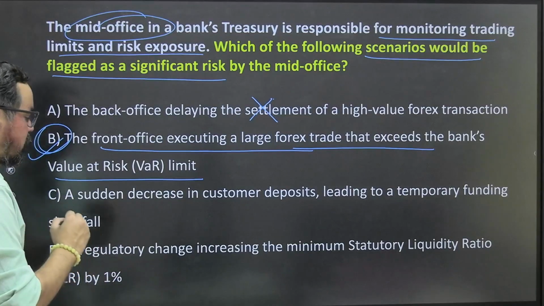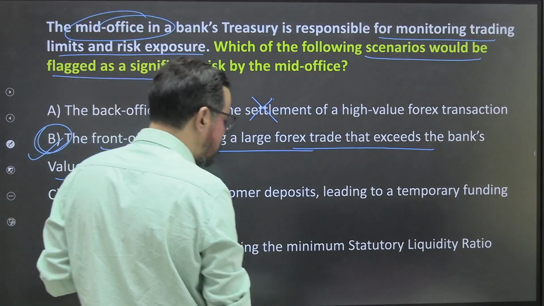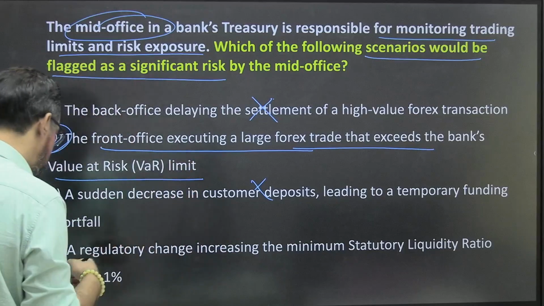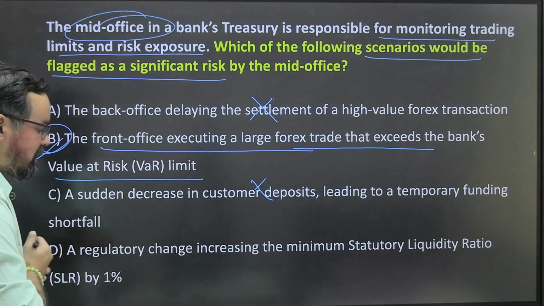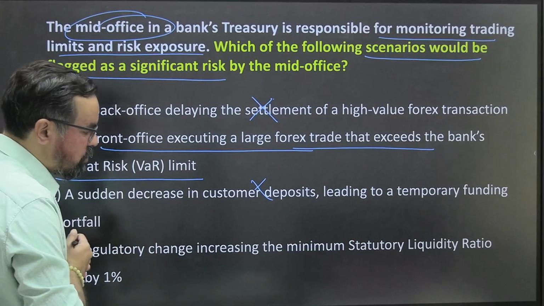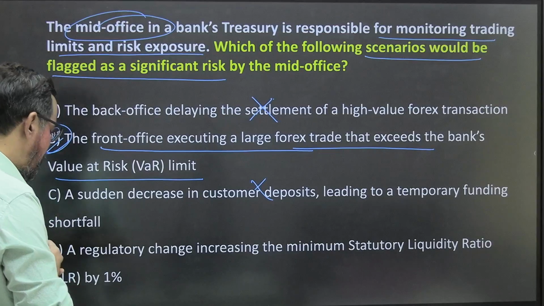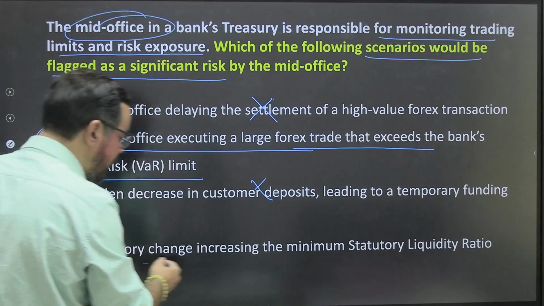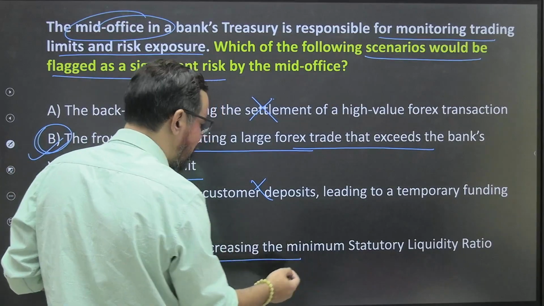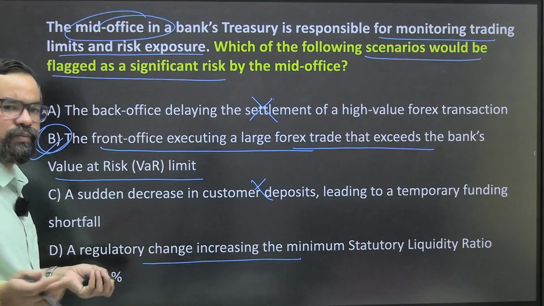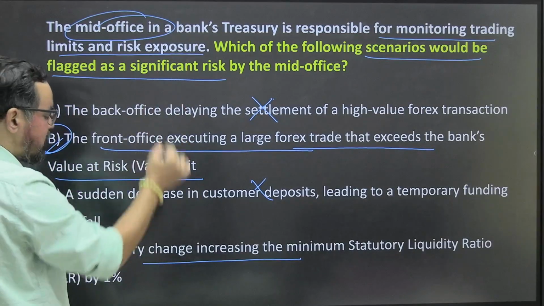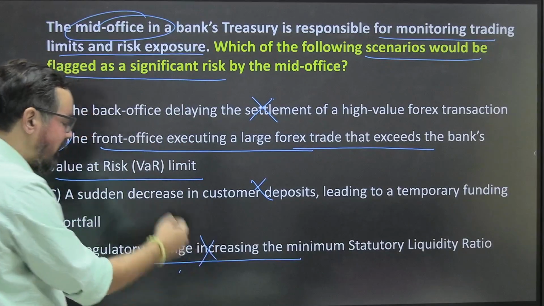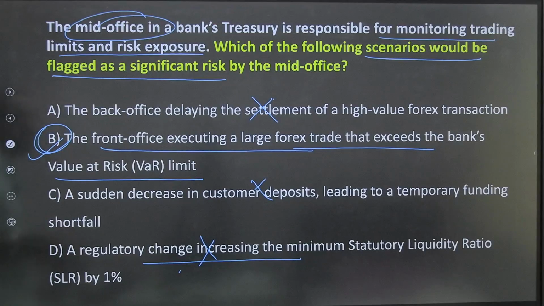Okay, a sudden decrease in customer deposit, no, it is not related to treasury business. A regulatory change increasing the minimum SLR by 1%, this we will manage through the, like, this is not the direct link with this particular. B must be the right answer for this one.